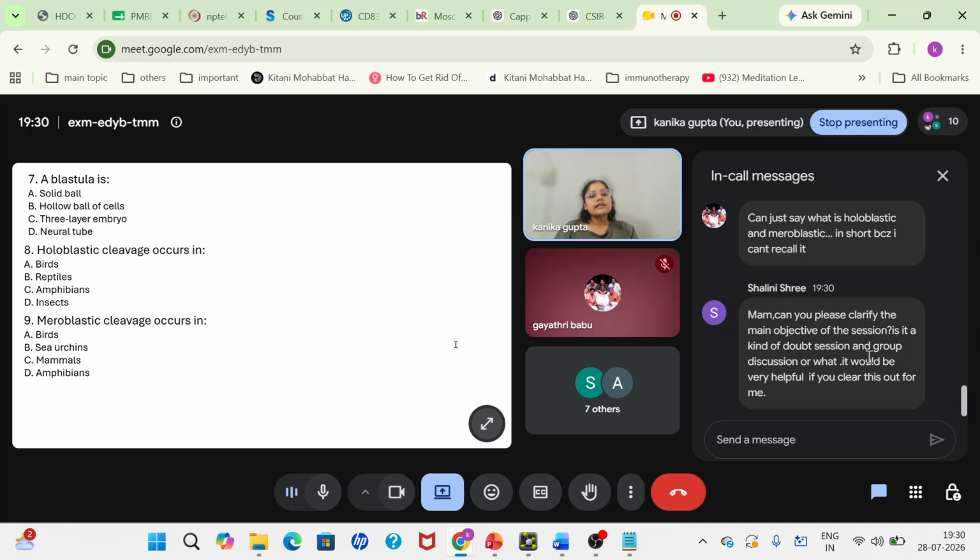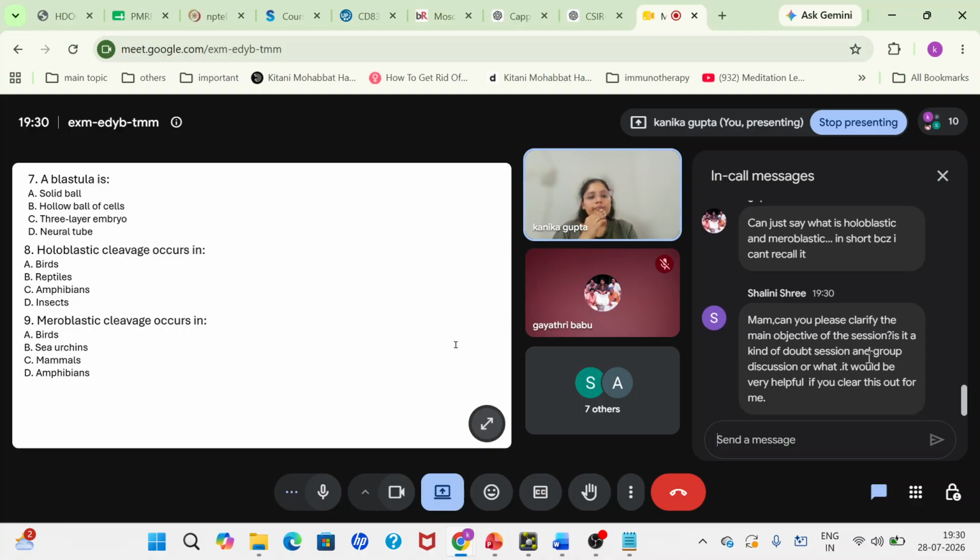Okay, so holoblastic cleavage is that cleavage in which the whole of the cell, the zygote cell, undergoes cleavage. But in meroblastic cleavage, only some part of the cell undergoes cleavage. The rest of the part doesn't undergo cleavage. So this is the difference between a holoblastic and a meroblastic cleavage. I hope you got that, Gayatri.